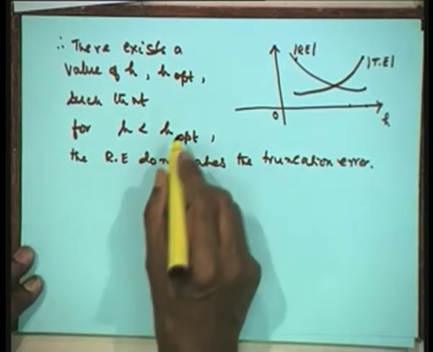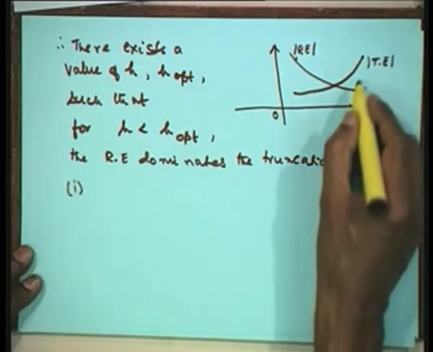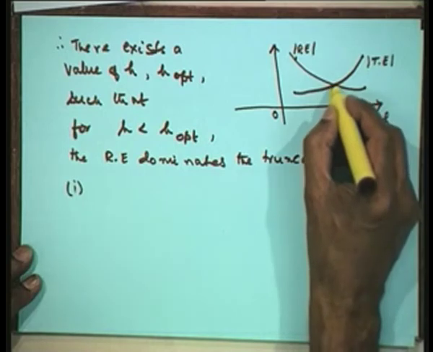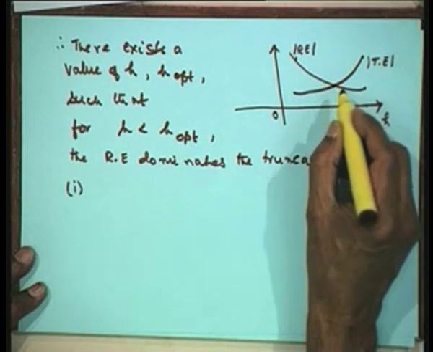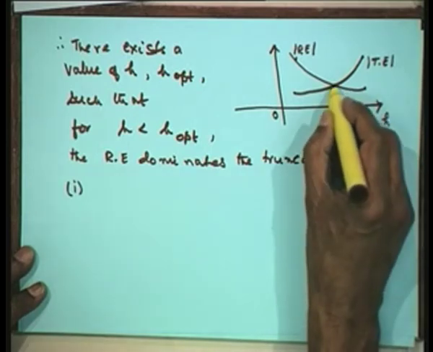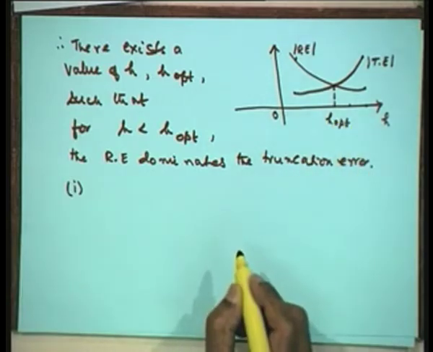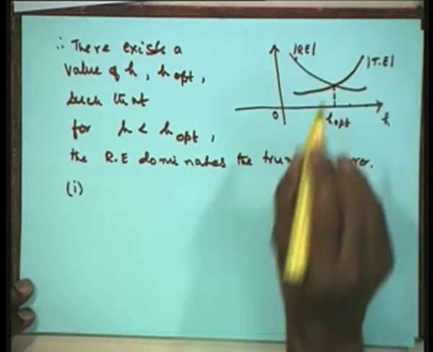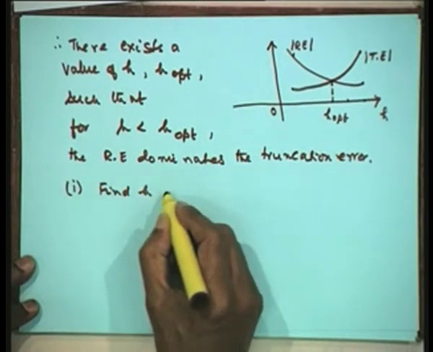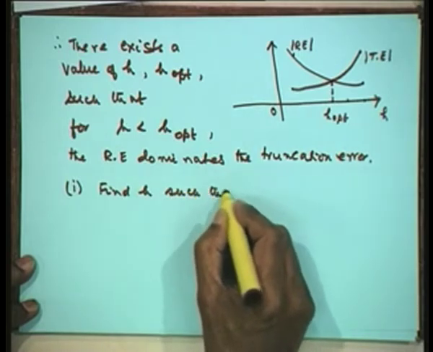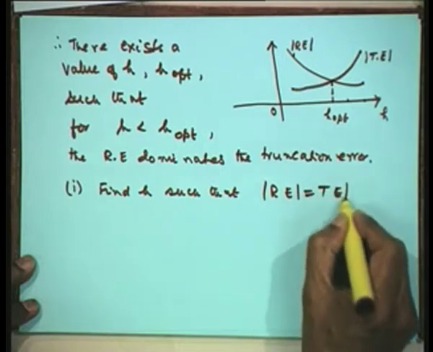Now, how do we find this h optimum? There are two ways of dealing with this problem. For example, if you look at this graph, we find that there is a point at which these two graphs cut, that is, the point where the truncation and round off errors are equal. So, I can call this value an h optimal value, where the magnitude of the truncation error and the round off error are equal. So, we can say find h such that the magnitude of round off error is equal to the magnitude of truncation error.